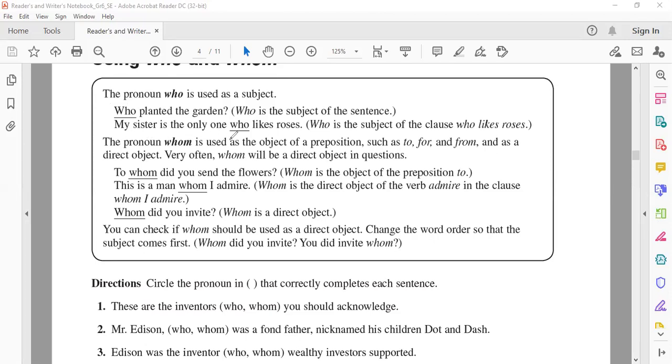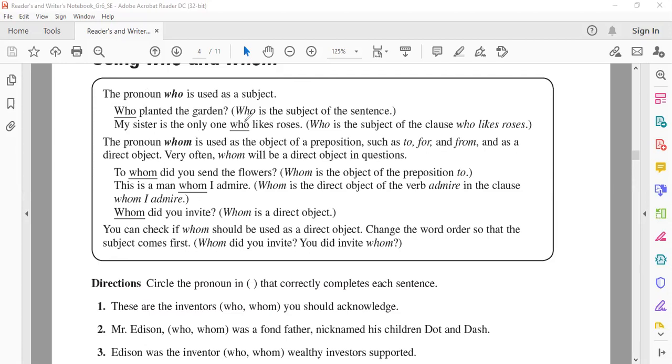My sister is the only one who likes roses. Okay miss, does who only come at the beginning of the sentence? This is how I understand I have to put who? No, it's not necessarily. Sometimes it comes at the beginning, sometimes in the middle, sometimes even at the end of the sentence.